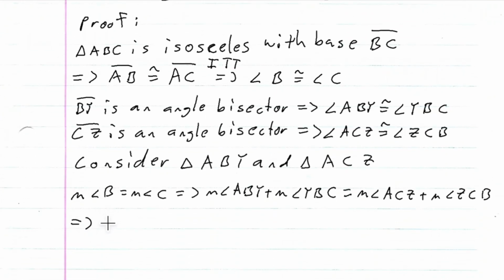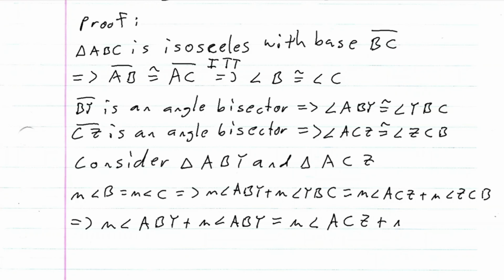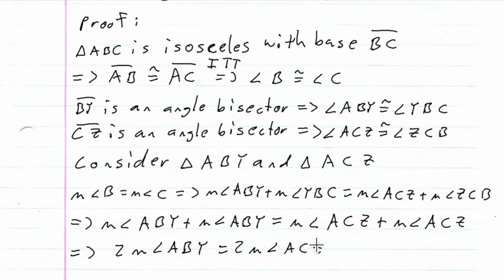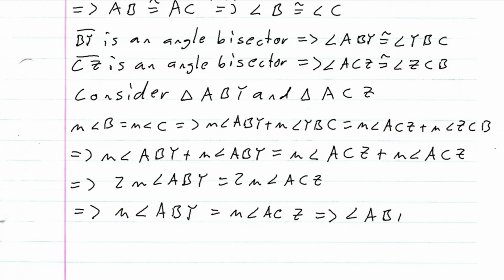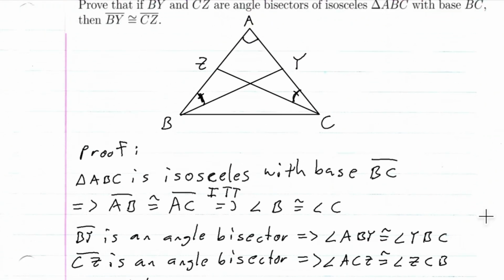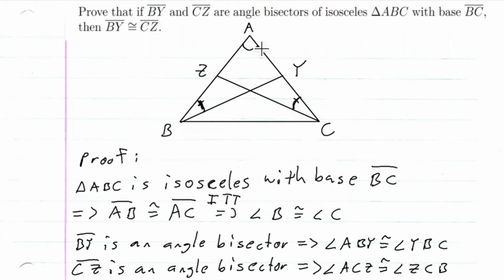So this implies that the measure of angle ABY plus the measure of angle ABY is equal to the measure of angle ACZ plus the measure of angle ACZ. And of course, this implies that 2 times the measure of angle ABY is equal to 2 times the measure of angle ACZ. Then you can divide both sides by 2 to get the measure of angle ABY is in fact equal to the measure of angle ACZ, which of course means that angle ABY is congruent to angle ACZ. So, like I said, we were able to show that this angle is in fact congruent to this angle. So we have angle, side, angle.